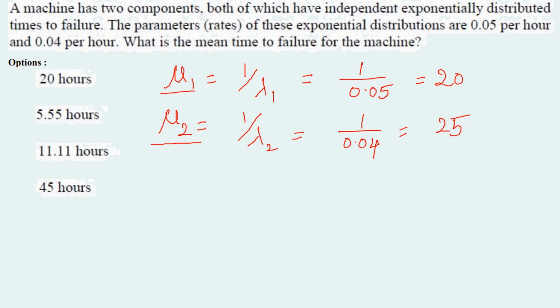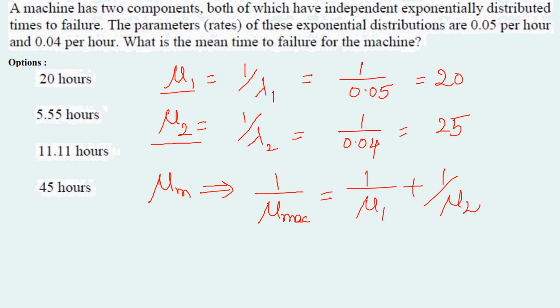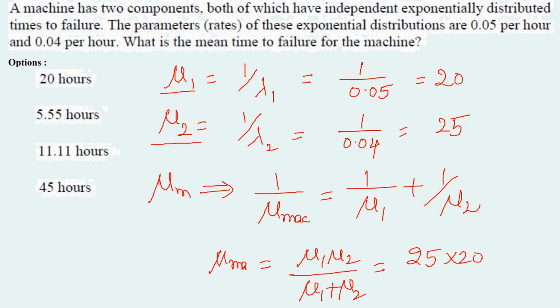Now we need to find the mean time to failure for the machine itself, mu machine, which is given as 1 by mu machine equals 1 by mu1 plus 1 by mu2, which yields mu machine equals mu1 mu2 divided by mu1 plus mu2, that is 25 times 20 divided by 25 plus 20, that is 25 times 20 divided by 45.